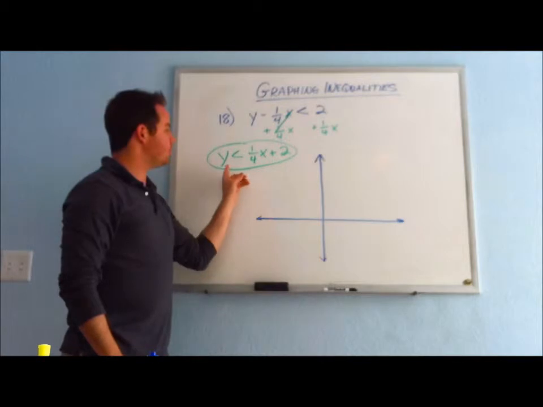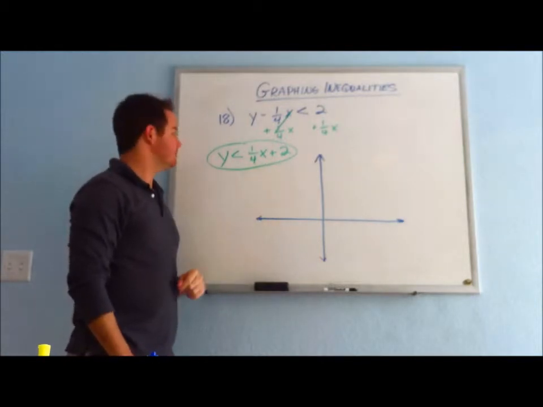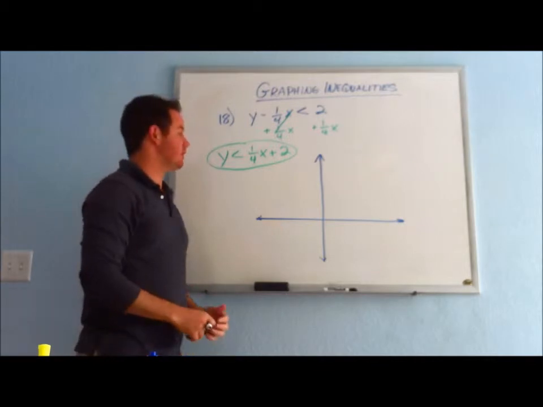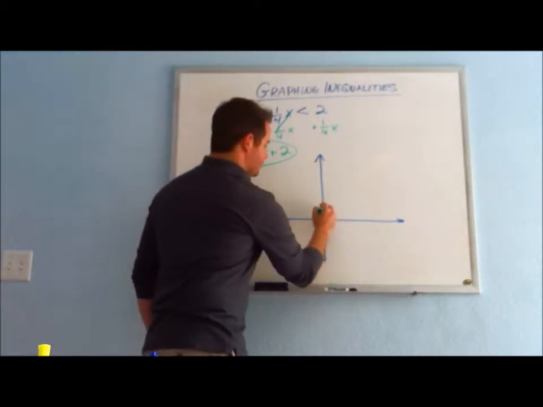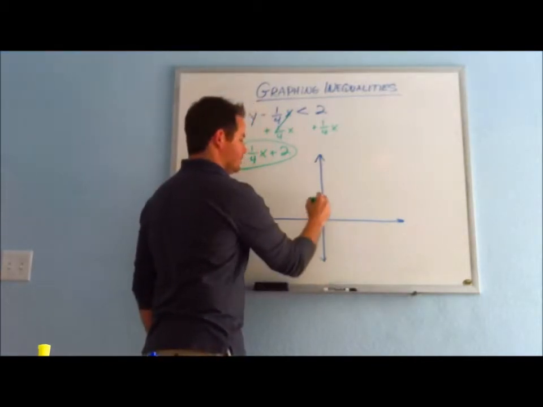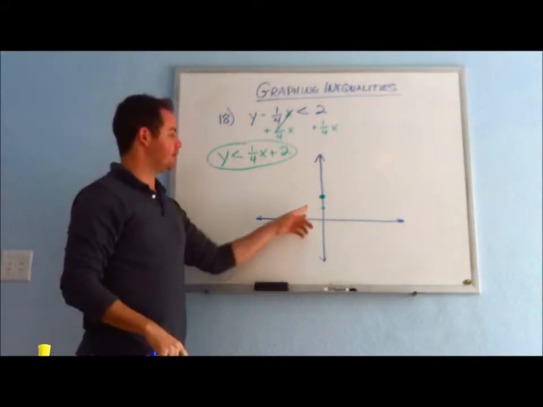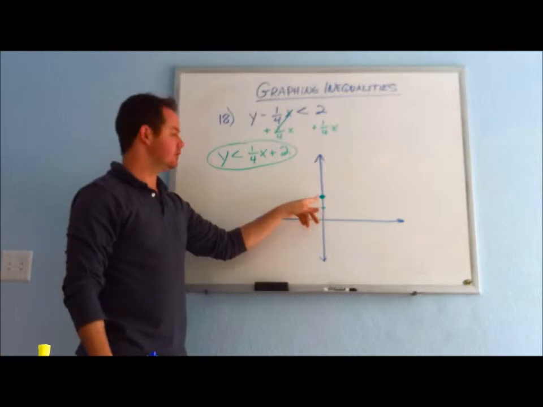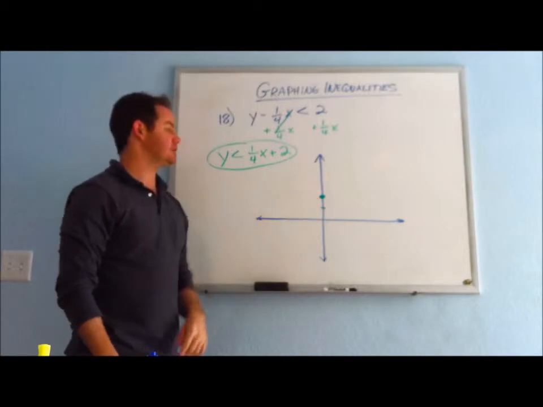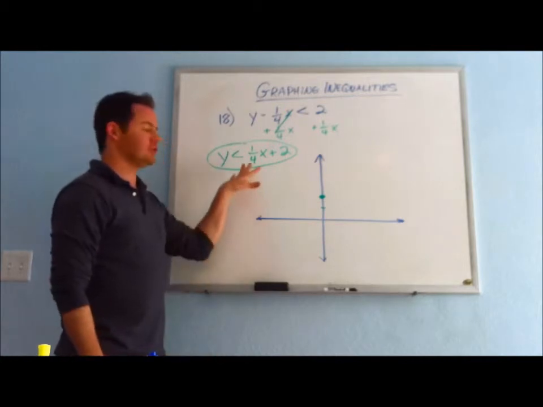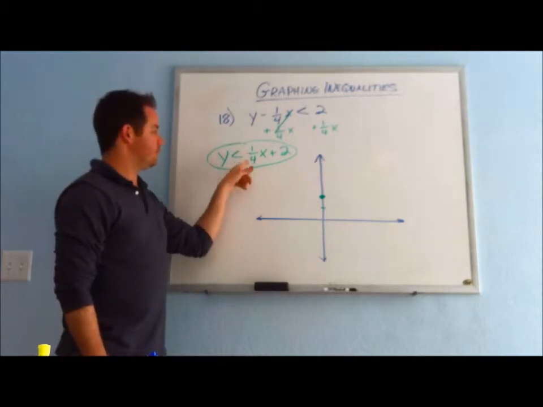First, what's the y-intercept in this equation? If you said positive 2, you are correct. So we're going to mark off 2 points, and we know that we have a value right there of where our line is going to cross the y-axis. Now, we have to take a look at our slope. And our slope is 1/4.